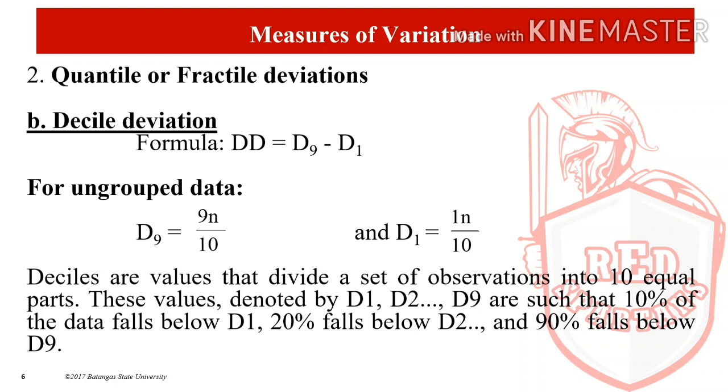Pero sa ibang example, hindi palagi na gano'n na si D9, kung anong lumabas na value ni D9 ay isusubtract na agad kay D1 na value. So, kukunin mo na yung mismong value. Alin ba yung pang first and ninth value.